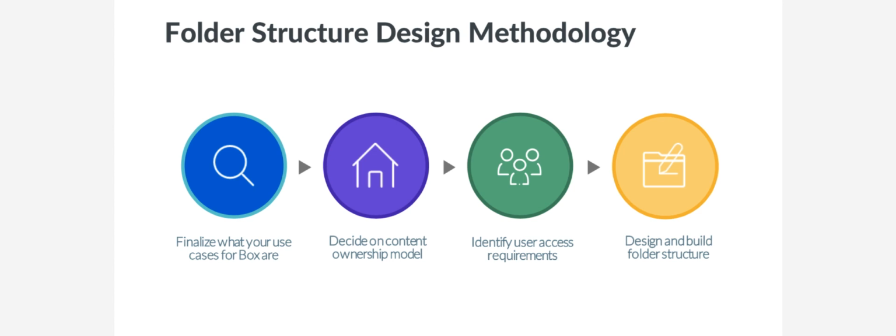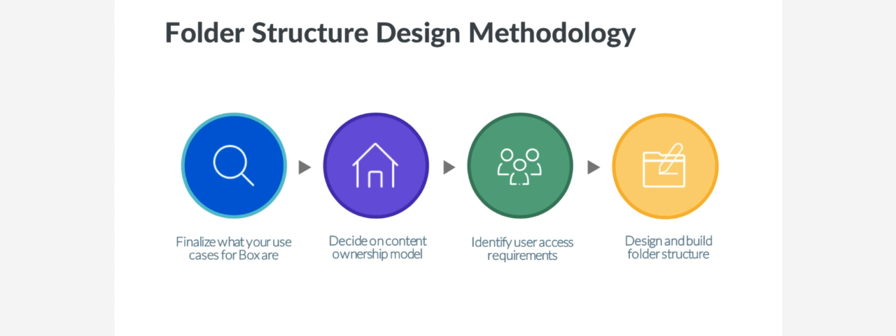Before diving into a specific example, here's the process for effectively configuring your Box environment. First, you'll want to finalize what you'll be using Box for, as these use cases will dictate how you organize and share information. Second, you'll map out who needs to own what in the environment. More on this in a moment. Third, determine the access required by other users in the environment. Fourth, you'll actually build the folders out and distribute content accordingly.